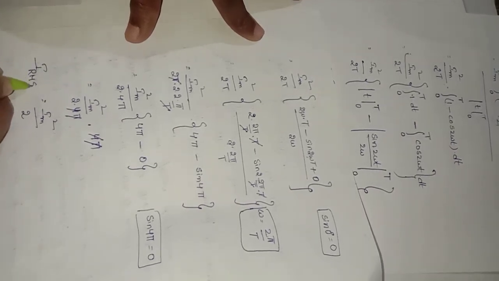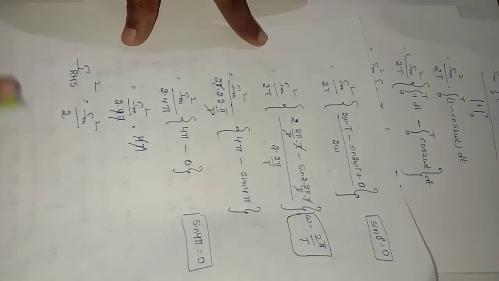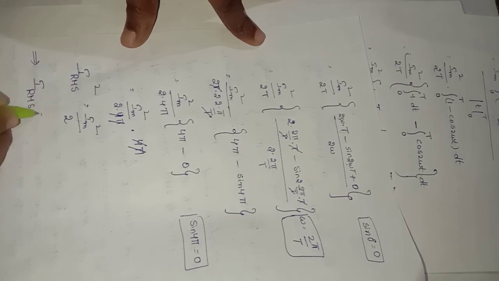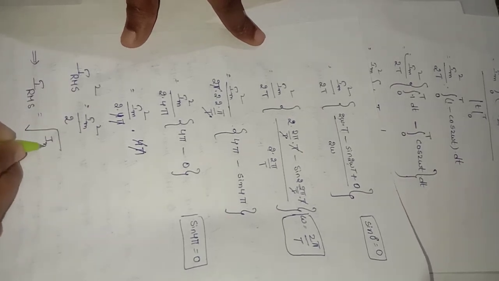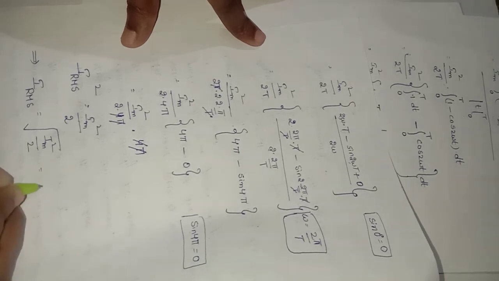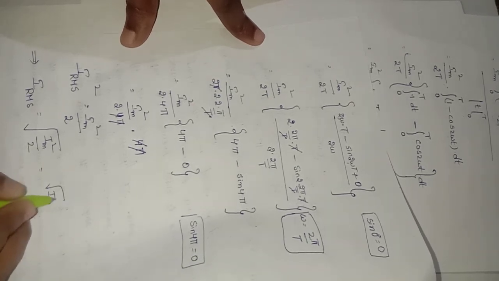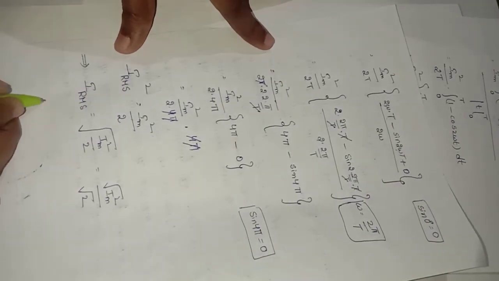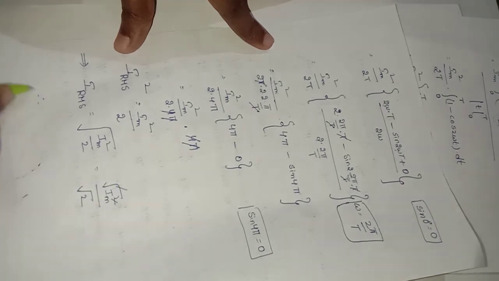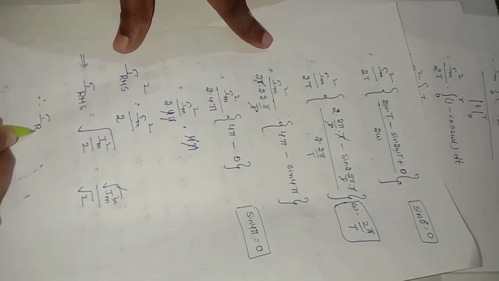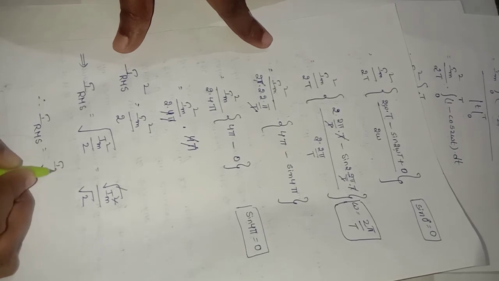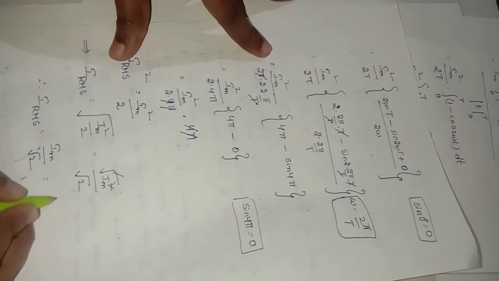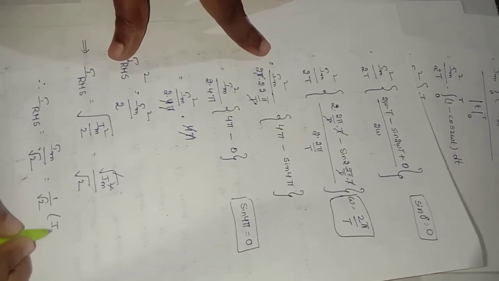IRMS square is Im square by 2. Then IRMS is equal to square root of Im square by 2, which is equal to root of Im square by root 2. Therefore, square root and square get cancelled. Therefore, IRMS is equal to Im by root 2, that is equal to 1 by root 2 times Im.